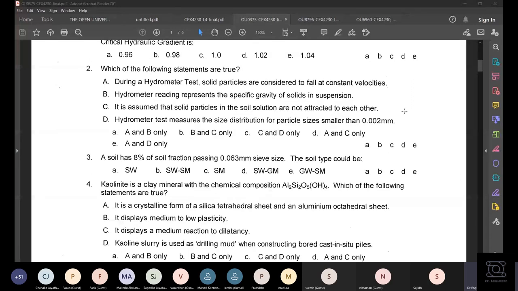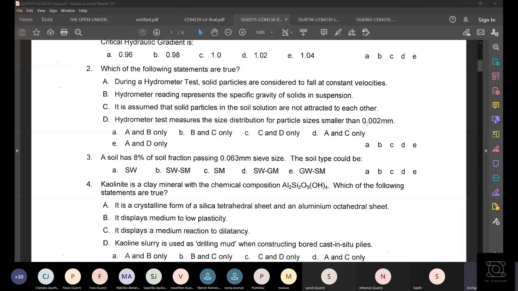A hydrometer reading represents the specific gravity of soil in suspension. That is also true. It is assumed that solid particles in the soil suspension are not attracted to each other. To counter this, we add a dispersing agent. So we are not assuming it, we are taking measures for that, and adding a dispersing agent to break the attraction. So that statement is wrong. The hydrometer test measures the size distribution of particle sizes smaller than 0.002. No, it's smaller than 0.063, not 0.002. So C and D are wrong, A and B are correct.